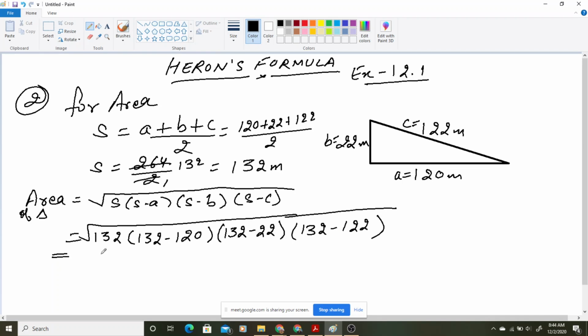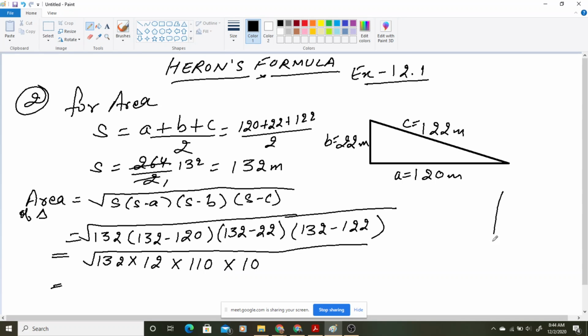So we will be writing these things. It will be 132 multiplied by (132 minus 120), which is 12, then 132 minus 22, which is 110, then 132 minus 122, which is 10. Okay, sir. Now we will be doing the prime factors. You know why we do the prime factors? I told you, because we have to make pairs. So for every number we will be doing the prime factors.